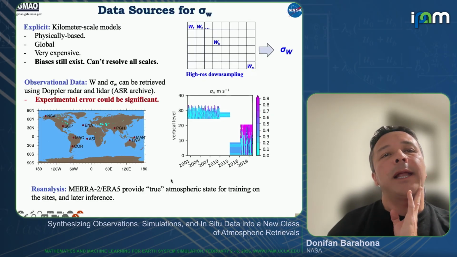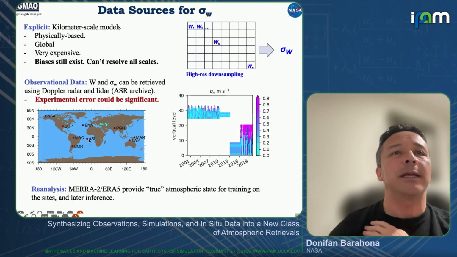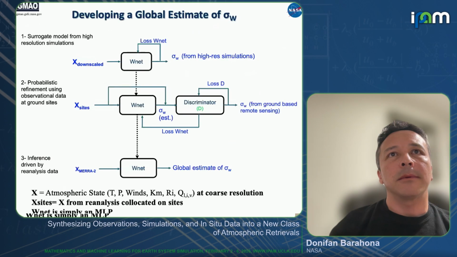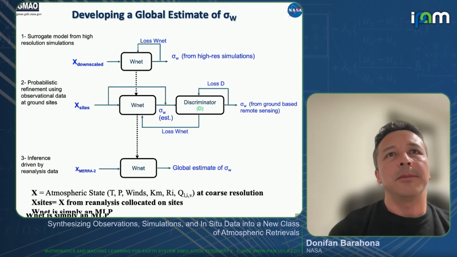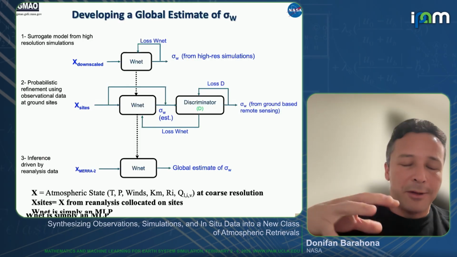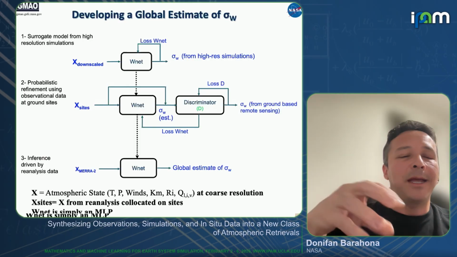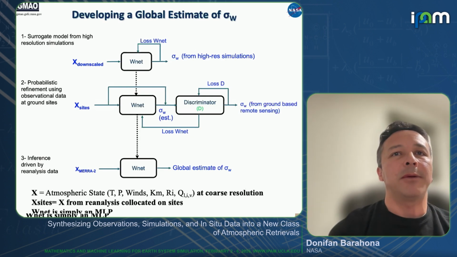And also you have the reanalysis, of course, and that is useful to provide this true atmospheric state at each of the sites when we are training on them, and later for inference. So this is kind of more detail, but still giving you an eagle view of what we're doing, of the process that we use to generate these estimates.